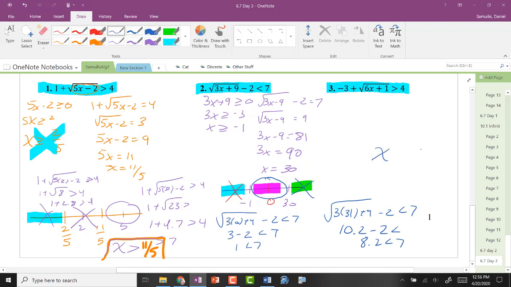Okay, so the last thing to do is write the solution. Your x is in between these two numbers. Based off of this inequality, it has to be greater than or equal to -3 and less than 24. All right, there's your solution for number 2.